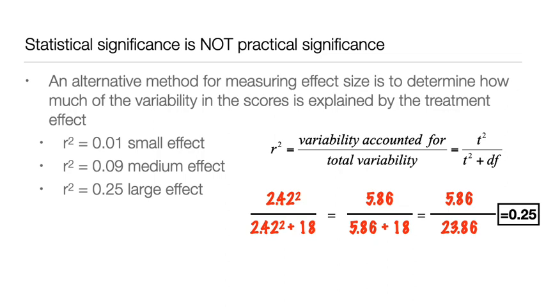So it doesn't matter if it's a negative number. It's still a large effect if it's bigger than that cutoff of 0.8 for a Cohen's d. But again, here for R squared, a large effect is anything bigger than 0.25. And we are at 0.25, so we have a large effect.